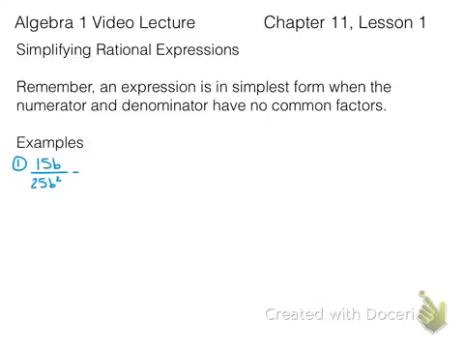Alrighty. So remember, an expression is in simplest form when the numerator and denominator have no common factors. So this is going to be very important because you're going to have to factor some things out so that you can simplify, and also so you can cancel things out. So again, basically what you're doing is a lot of simplifying, but you're going to have to factor to do the simplification. Alright, so what is a common factor for 15 and 25?